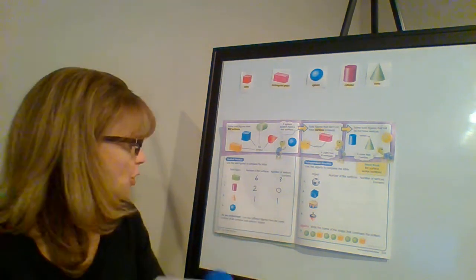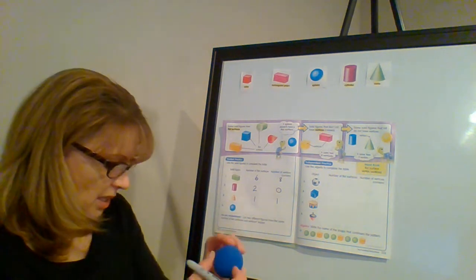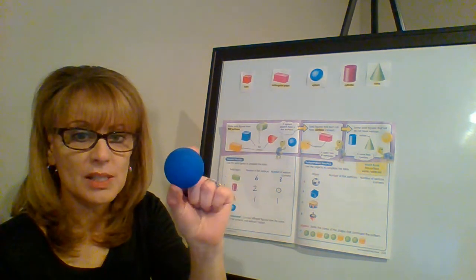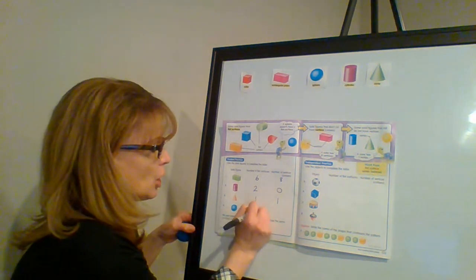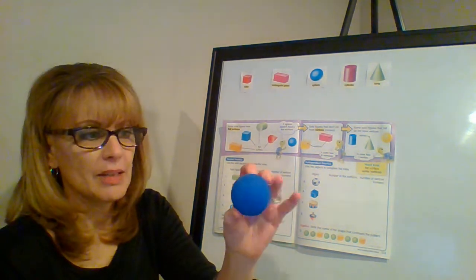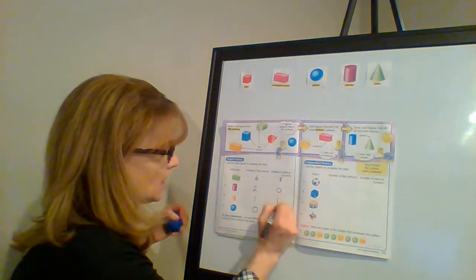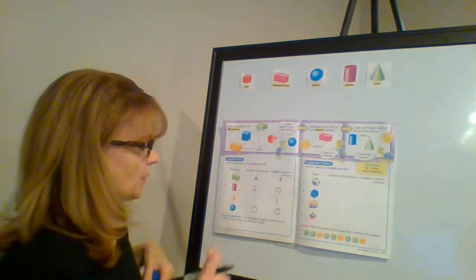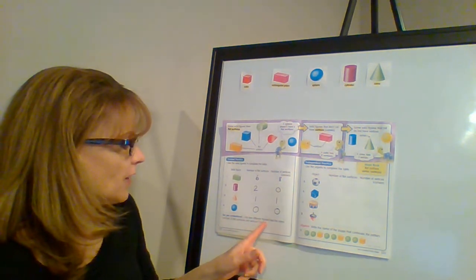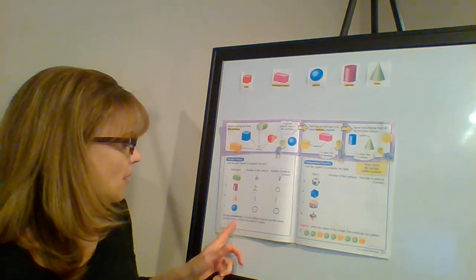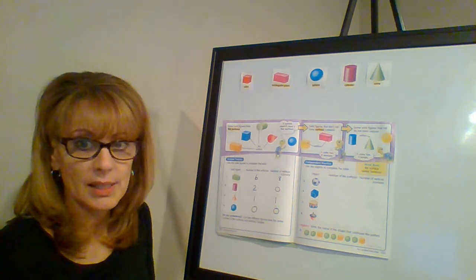And then we get to the number 4, which is the sphere. How many flat surfaces do you see? 0. How many vertices or corners do you see? 0. It says, can 2 different figures have the same number of flat surfaces and vertices?